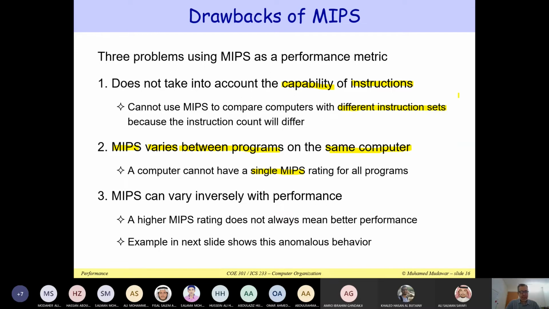The third point is a problem: MIPS sometimes can vary inversely with performance. What does this mean? Sometimes the MIPS rating might trick you, giving you a higher MIPS rating, but it does not really mean that the performance is better. Now, what is the true meaning of performance?